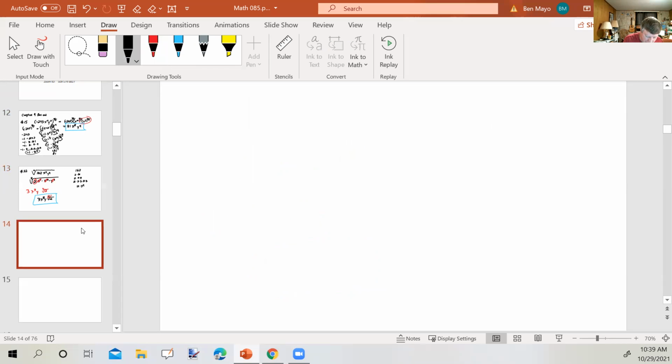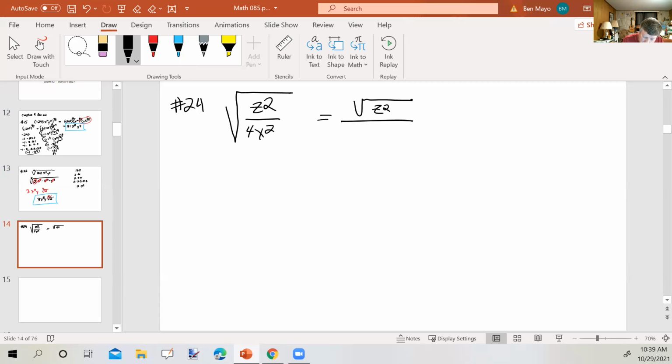All right, finally, still in chapter 9 review, we've got number 24, and that says, simplify the radical expression. Again, all variables represent positive real numbers. So again, we don't need to worry about absolute value bars. The square root of z squared divided by 4x squared. Because we have a quotient inside of a radical, we can take the numerator inside a radical over the denominator inside a radical, but the index stays the same.